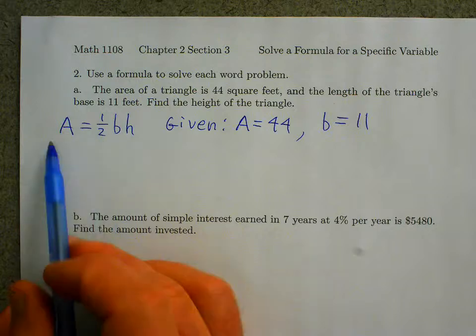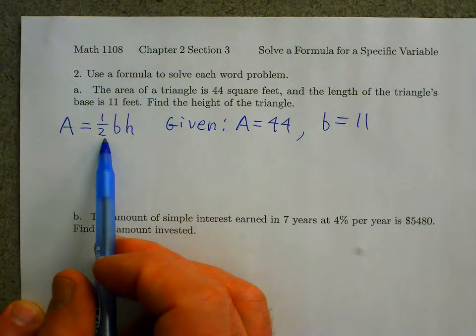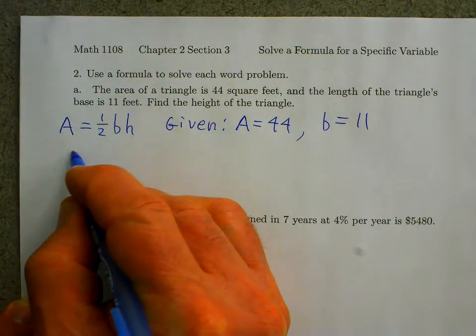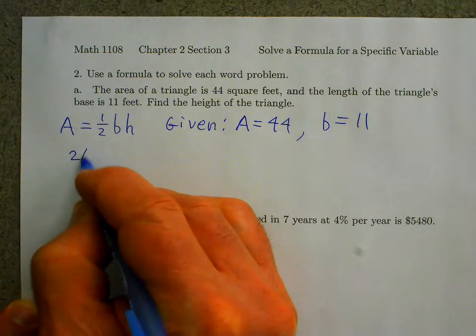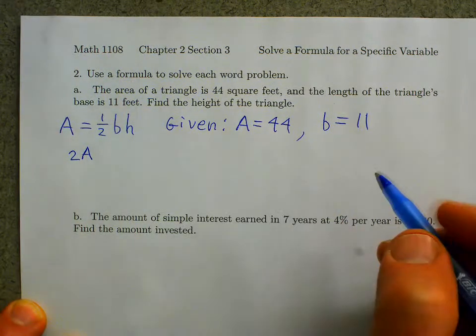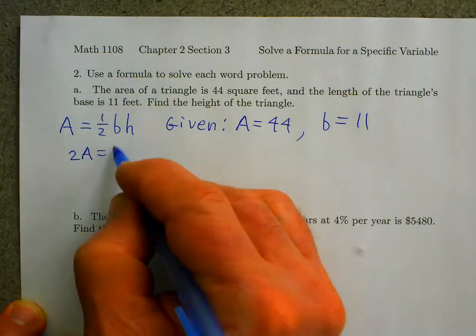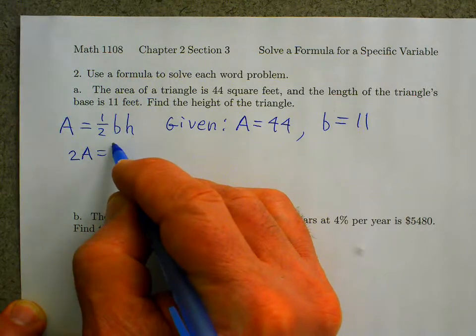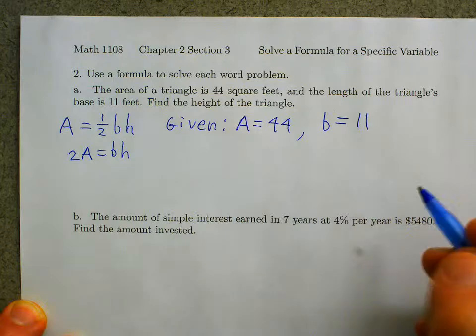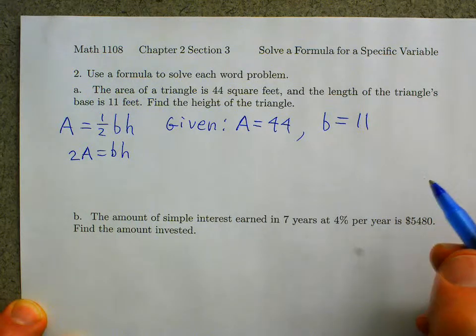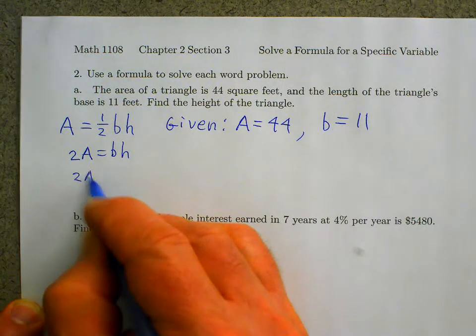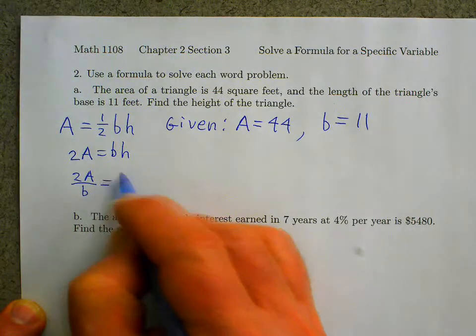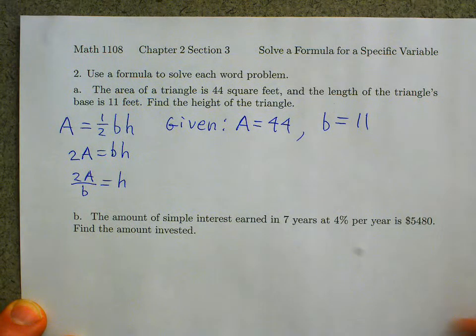So first, multiply both sides by the reciprocal of 1/2. I'll do a little abbreviating, so we get 2A equals 2 times 1/2 is 1, 1 times BH is BH. And then we want to solve for H, so just divide both sides by B. So the height is equal to 2 times A divided by B.